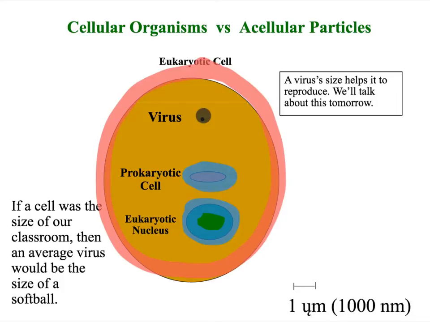And as it says over here in the corner, if a cell was the size of our classroom, so if our room was a cell and we were all organelles and things inside the cell, then a virus would be about the size of a softball in your hand inside that classroom. So they're significantly smaller than eukaryotic and prokaryotic cells.